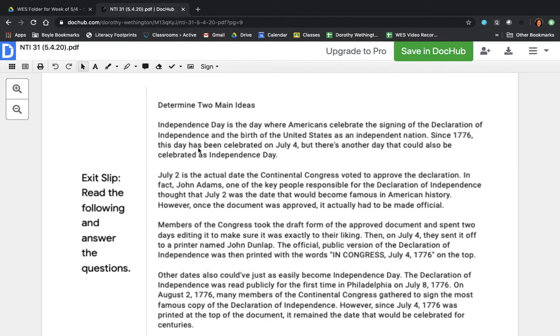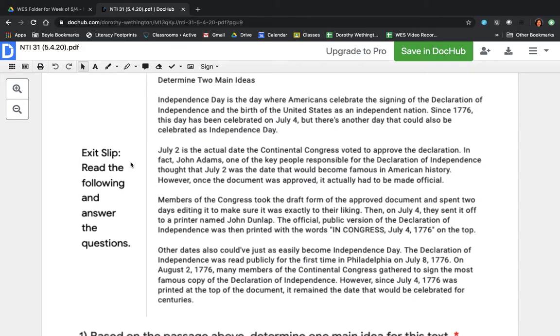Independence Day is the day where Americans celebrate the signing of the Declaration of Independence and the birth of the United States as an independent nation. Since 1776, this day has been celebrated on July 4th, but there's another day that could also be celebrated as Independence Day.